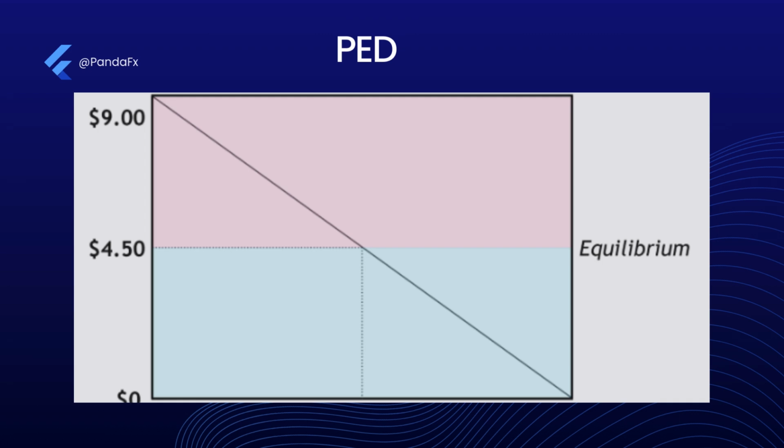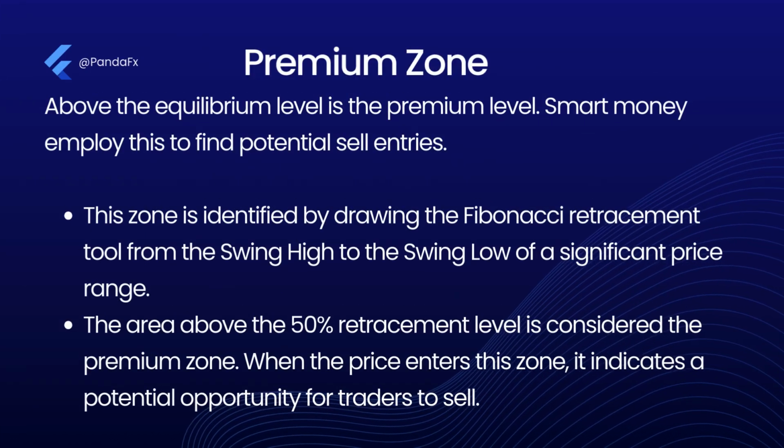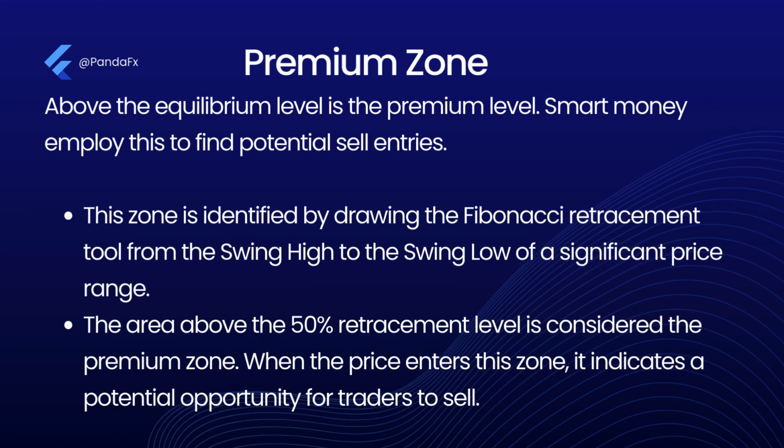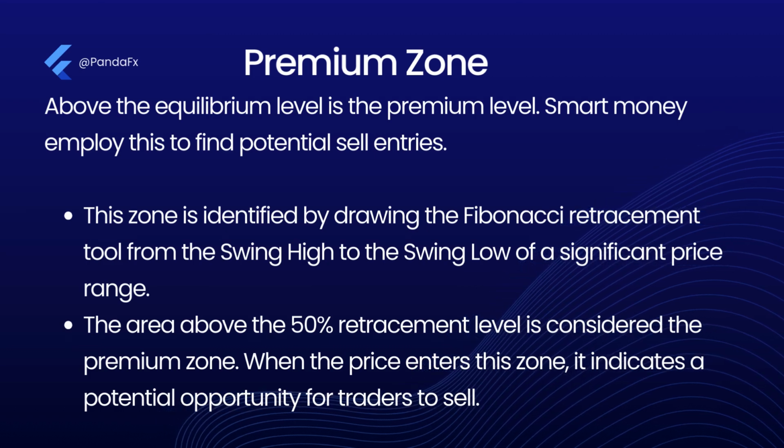So if price falls into the discount zone, smart money and traders can use this to find potential buy entries. And if the price goes above $4.50 and into the premium zone, smart money uses this to find potential sell entries. So, talking about the premium zone now, this zone is identified by drawing the Fibonacci retracement tool.